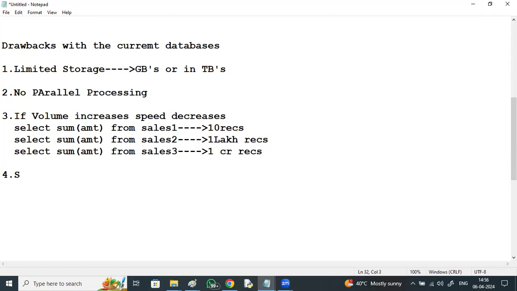And one more: if complexity increases, speed decreases.